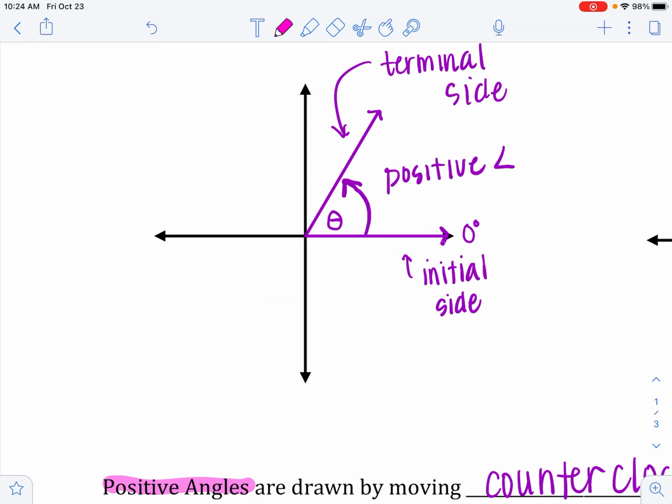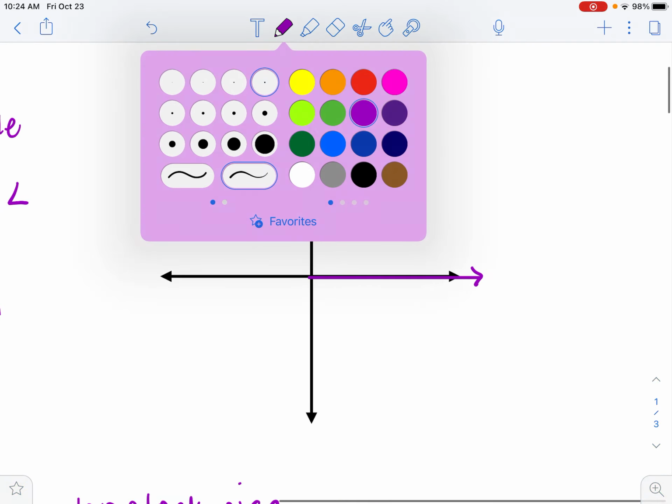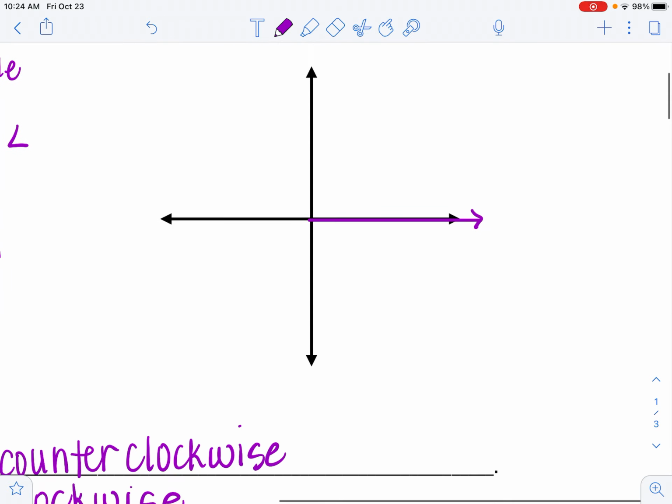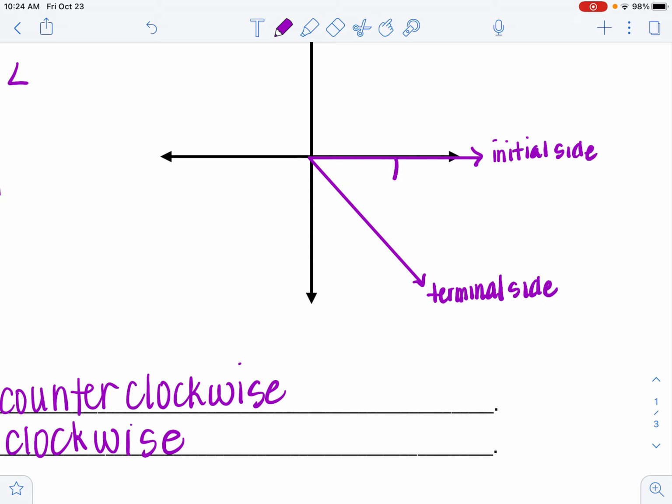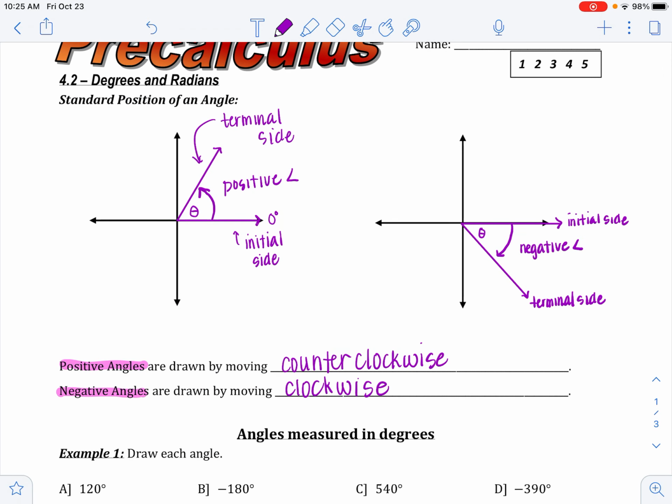So we'll draw that over here. All right, so let's draw a negative angle. I want to go clockwise, so I want to go in this direction. Once again, I'm going to stay in this fourth quadrant right here. There's my terminal side, and this is the initial side. This is the terminal side. And then my angle goes clockwise in this direction right here. I can call that theta if I want, and this is a negative angle right there.